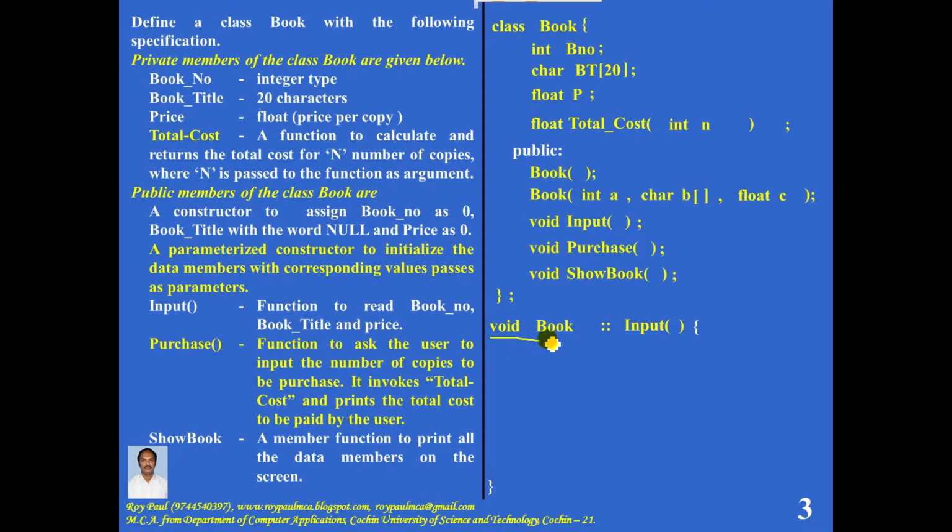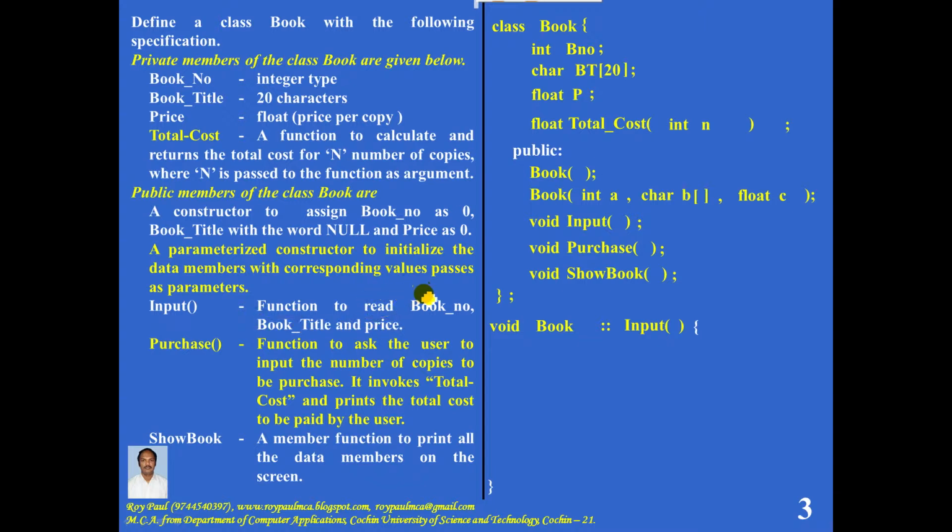Start with the return type, class name, scope resolution operator, function name, it is input. Signature is not there, opening curly bracket, closing curly bracket. Now here, how will you write the body of the function? Read the explanation. Input, a function to read.